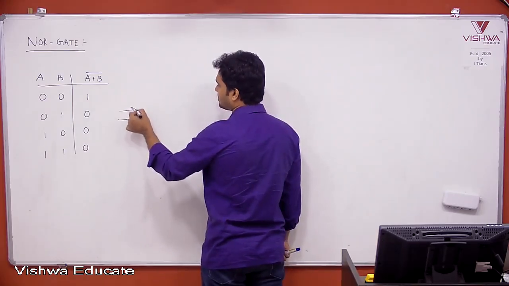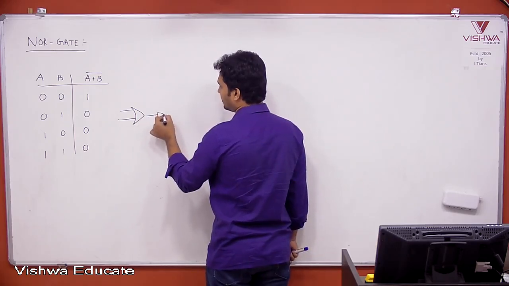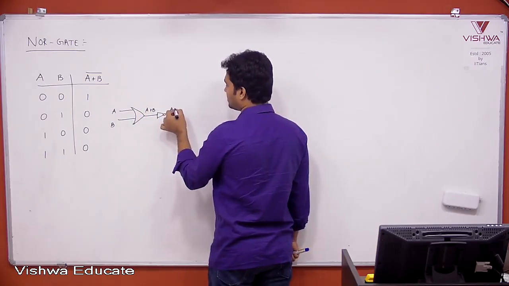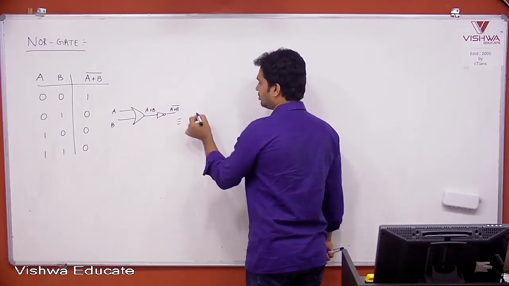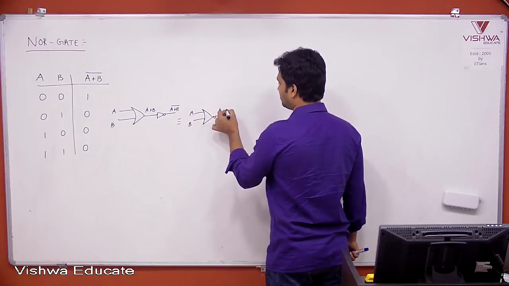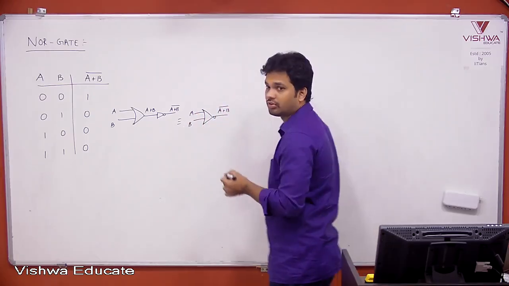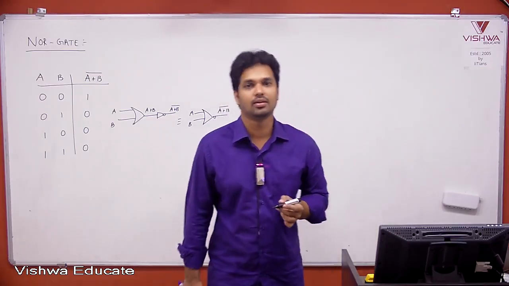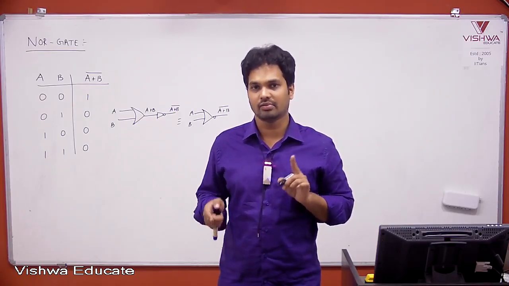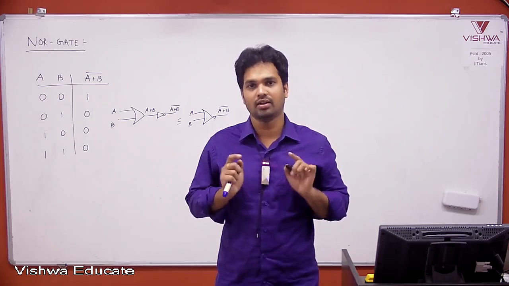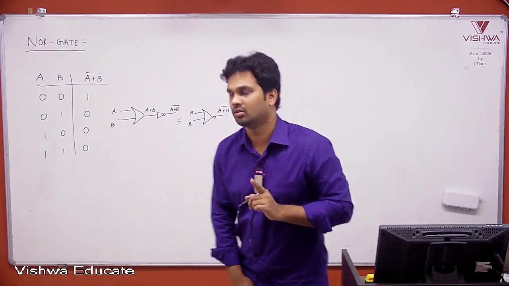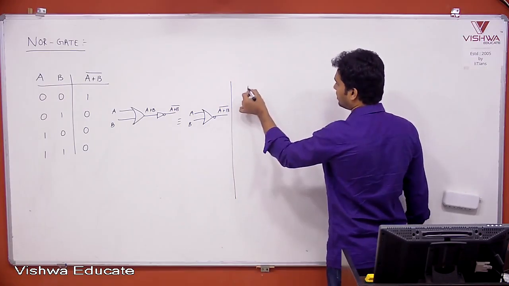Symbol wise, it is an OR gate followed by an inverter. A plus B whole bar is equal to this one. You give A, B here, A plus B whole bar. As I told you for the NAND gate, the same is applicable here also. What is that? NOR gate and NAND gate are directly available. Practically, we don't make them with an OR gate followed by an inverter, or an AND gate followed by an inverter in the previous case. They are directly available. Now let us see the enable and disable inputs.